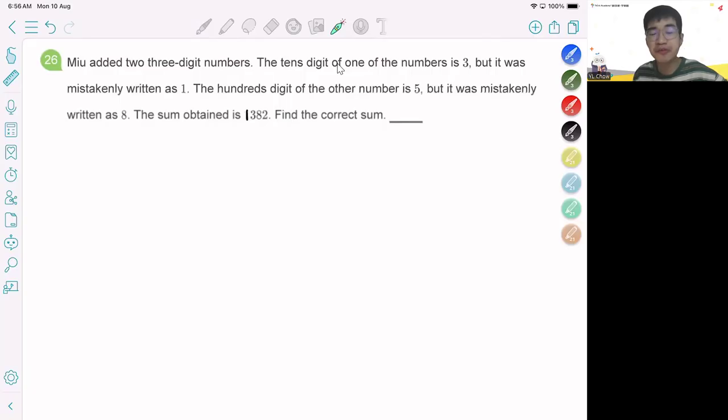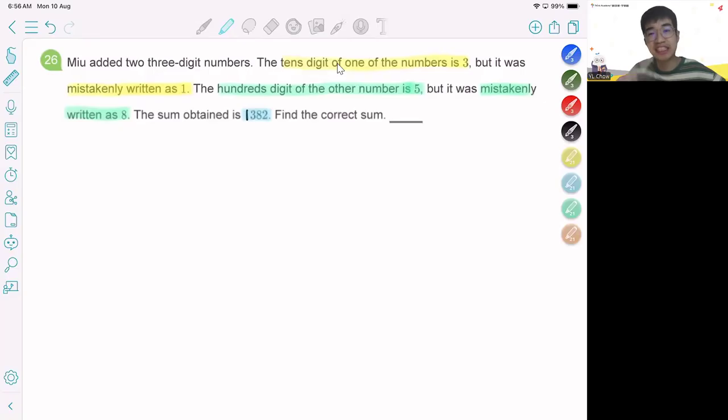Mu added two three-digit numbers. The tens digit of one of the numbers is 3. So originally, one of the numbers has tens digit 3, but it was mistakenly written as 1. The hundreds digit of the other number is 5, but it was mistakenly written as 8. So there were two mistakes made. And after these two mistakes, the sum obtained is 1382. We want to find the original correct sum.